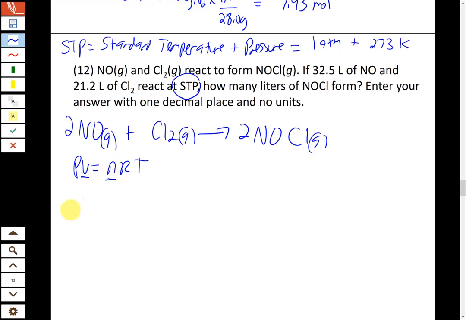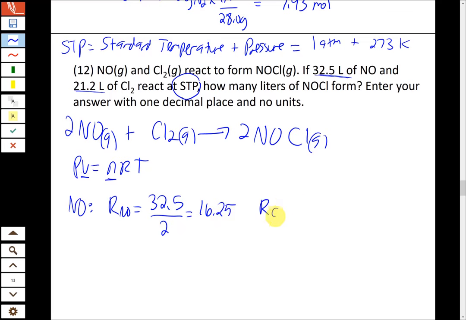So for each reactant, NO and Cl2, we can find the stoichiometric ratio, because this is a limiting reactant situation since we have amounts of both. We have the volume of NO and the volume of Cl2, so to figure out which one is the limiting reactant, we can just use the volumes directly instead of converting to moles because those two are directly proportional to each other. So for NO, the stoichiometric ratio is, in volume terms, the amount that we have, which is 32.5 liters, divided by the coefficient from the balanced equation, which is 2. So that comes out to 16.25.